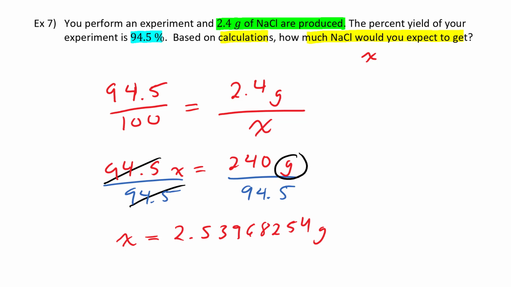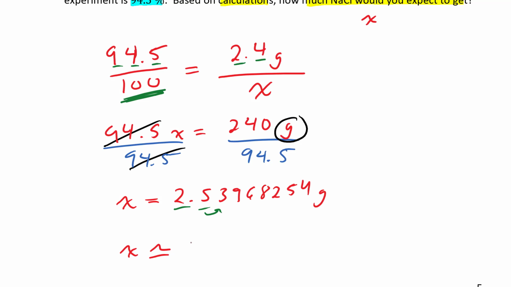Significant digits now. I have 3. I have 2. This is an exact value. I'm going to round this off to 2 significant digits. As a result, x is approximately equal to 2.5 grams sodium chloride.